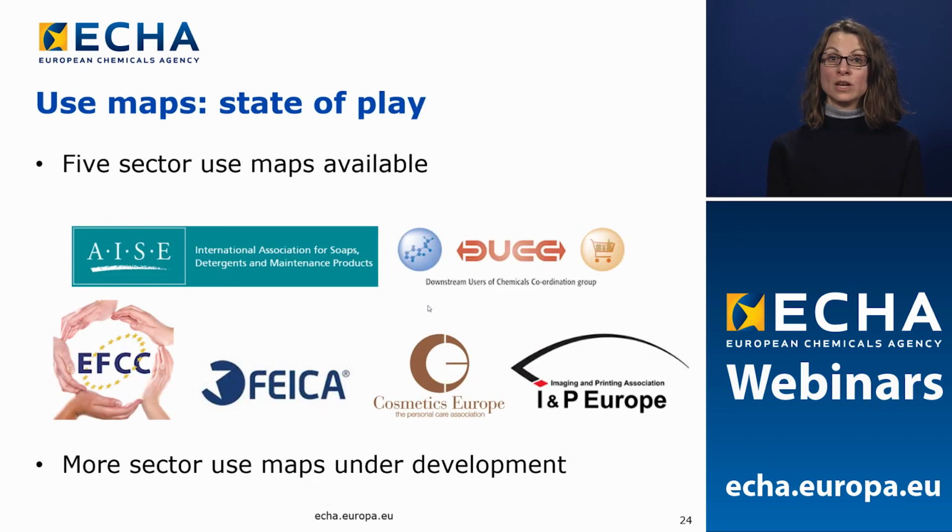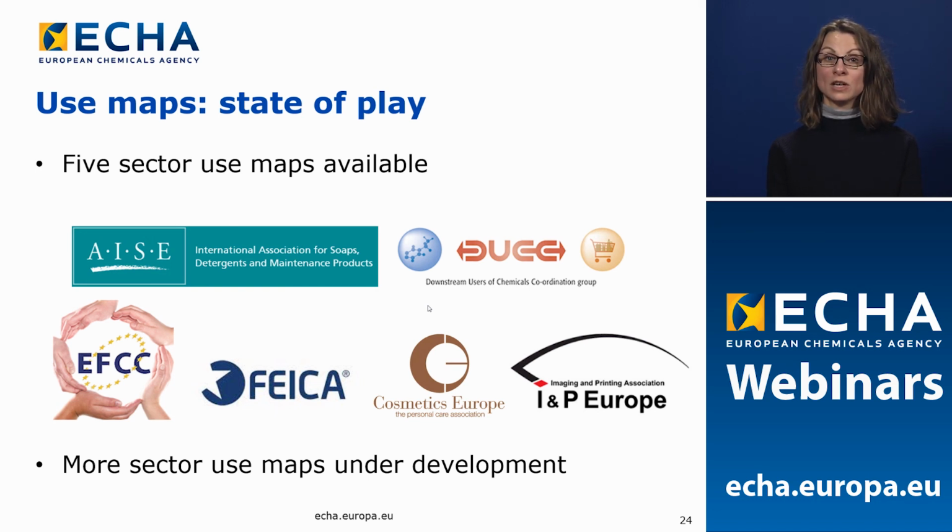The use map library is a recent feature. The first use map elements have been published 5 months ago only. It was in October 2016, which is quite recent. Currently, we have 5 sectors that have already published use map elements in the library. This work has been made with the support and the coordination from DUCC.